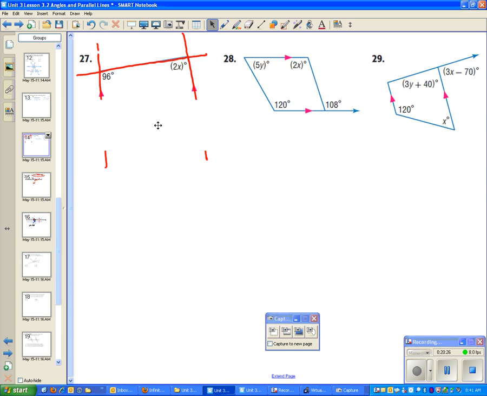Ignore all the rest of that. Can I find x now? Yeah, it's not even difficult. I've got two parallel lines cut by a transversal. 96 and 2x form a pair of consecutive interior angles.